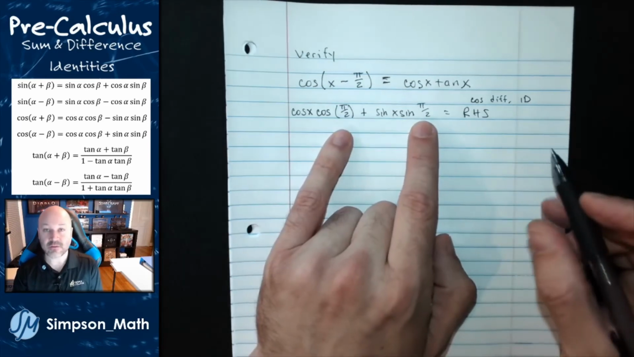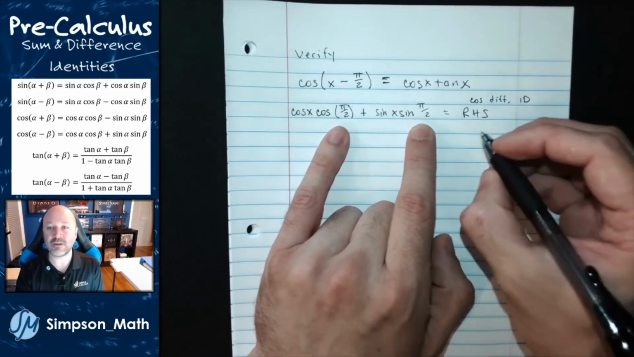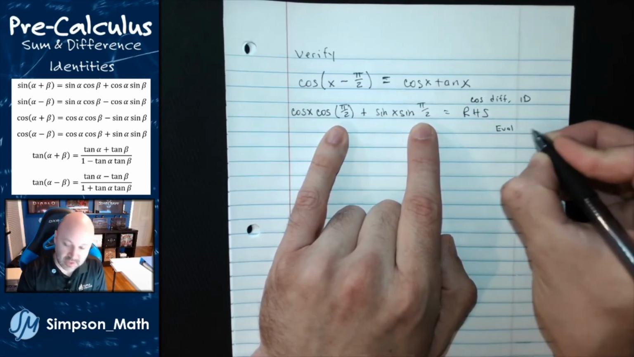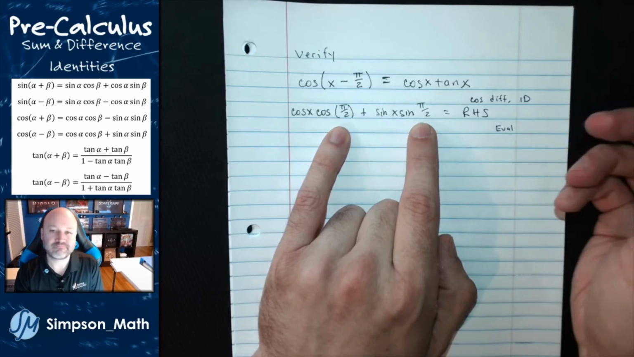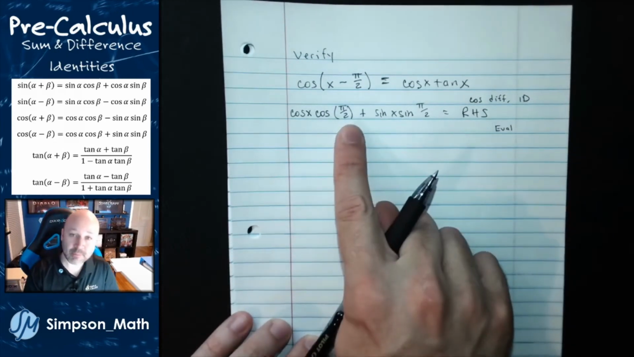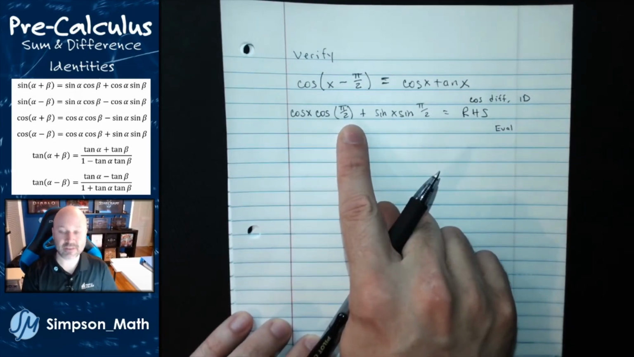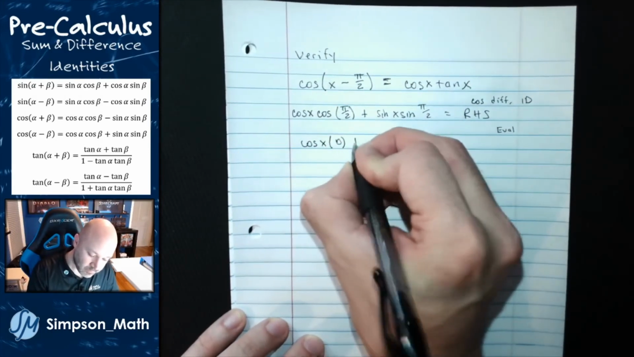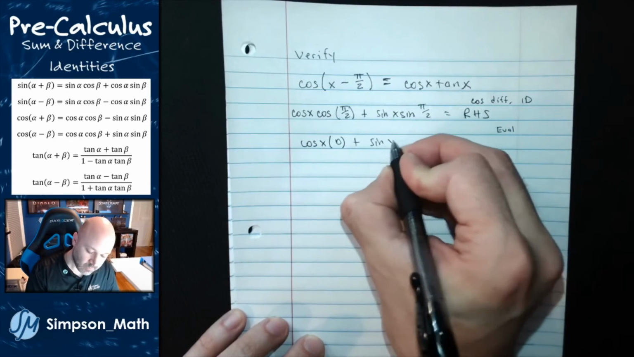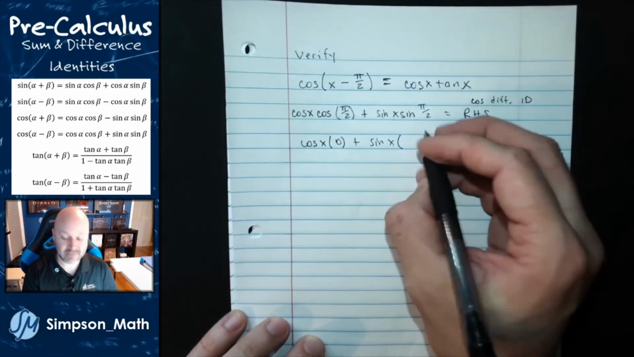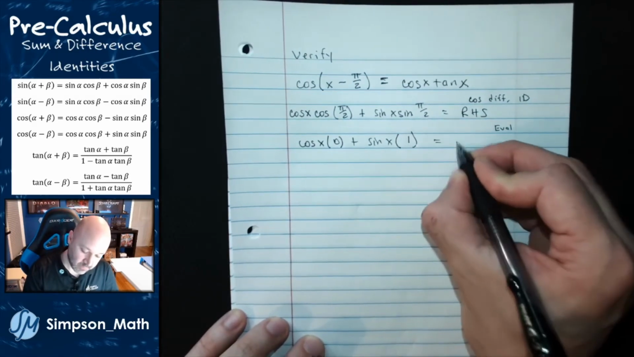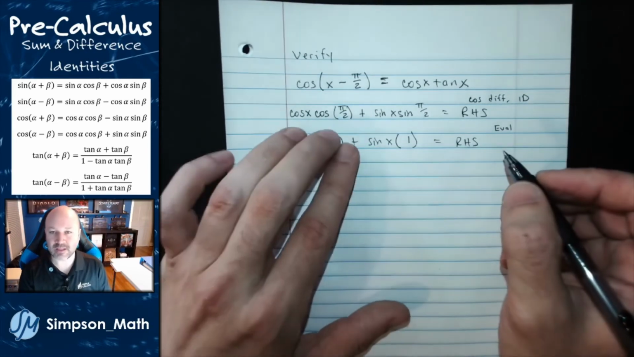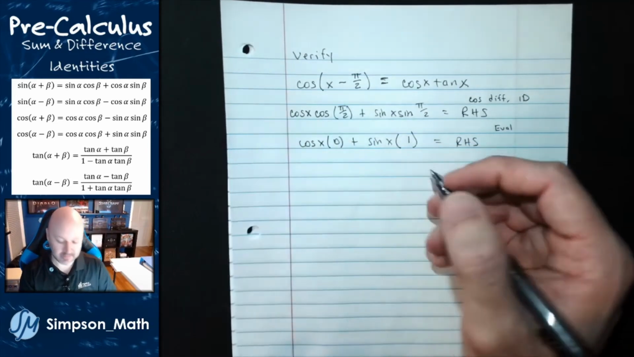Now I know these values. A justification here would be maybe unit circle or just evaluate. It's a unit circle. But I know this. Cosine of pi halves is 0. Sine of pi halves is 1. Well, 0 times cosine, that's going to go away. That's just 0. And I have sine.